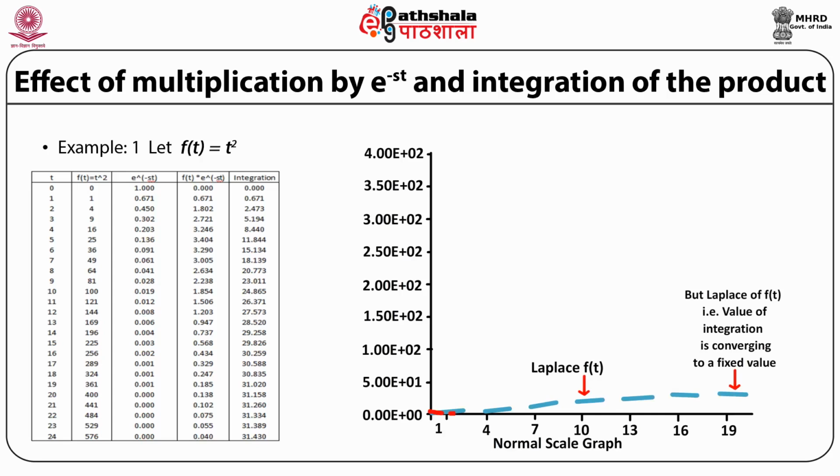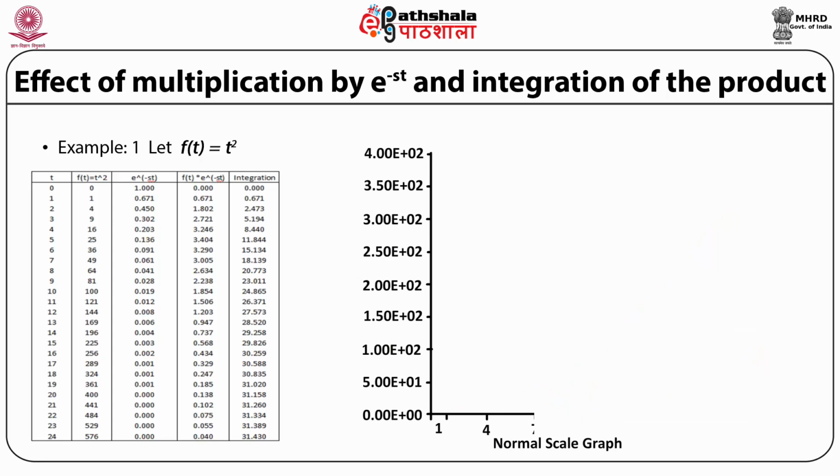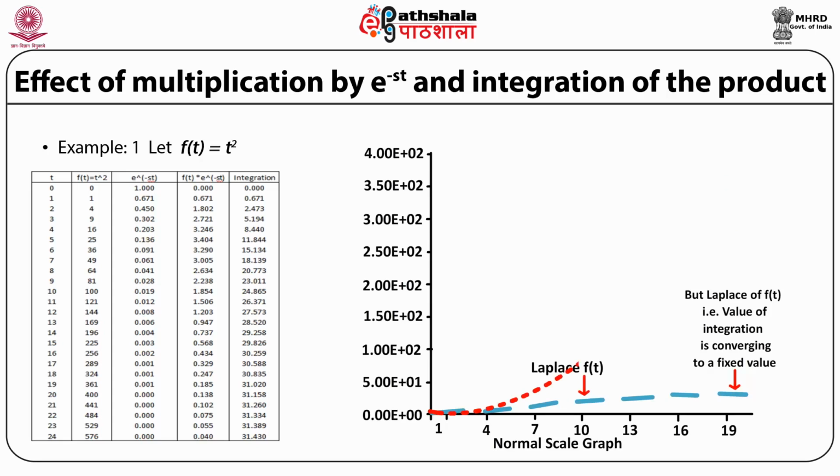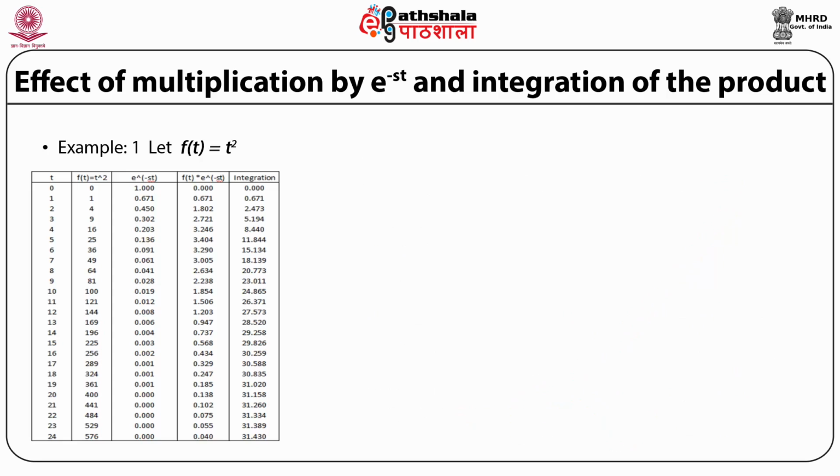Now let's multiply f of t into e power minus st. Then you can see those values. Then let us say we are integrating. That means the first term is added to the second term, and then that goes to the next. Up to the n terms you are going to add.